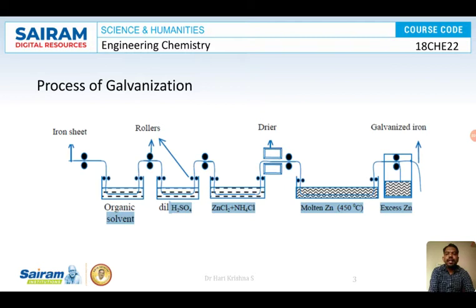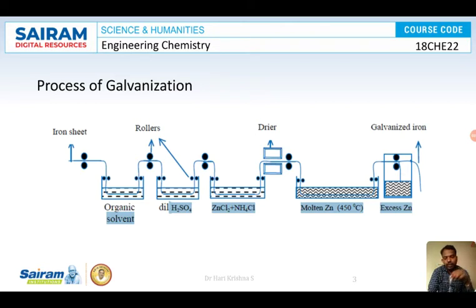Later it will be dipped in dilute sulfuric acid. When dipped in dilute sulfuric acid, if the metal contains any rust, it will be completely removed. Then it will be dipped in molten zinc. This is called the hot dipping process, just dipping. Galvanization can also be done by electroplating process or electroless plating. This we will discuss in our next topics.